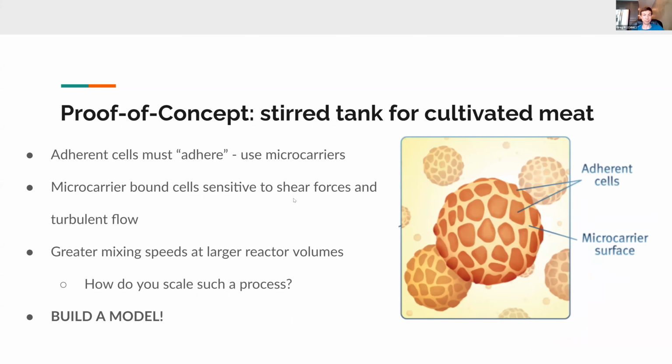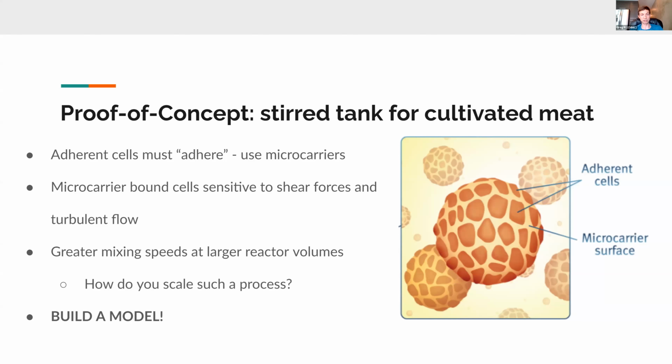So for the particular case of stirred tank reactors and cultivated meat, there's a number of different starter cell types under consideration, but a large grouping of them are what's called adherent, which means they must adhere to a surface to grow, to proliferate, and all that kind of good stuff. And so one way this is achieved in these stirred tank bioreactors is using small bead-like objects called microcarriers. There's a schematic of this process on this slide, and you can see all the cells that are adhering to a small little sphere.